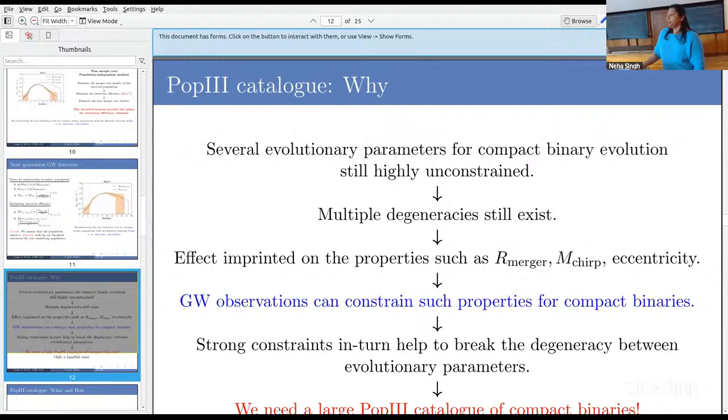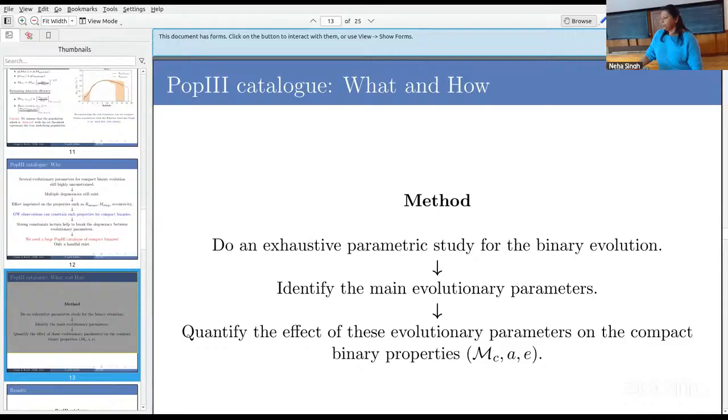But to do this, you need to have a large bank of populations so that you can go in and identify which one is the correct one. So this led us to the need for a large catalog of POP3 binaries. There are multiple models which exist, but not so many. So the idea that we have is to do an exhaustive parametric study of binary evolution. We identify which of the evolutionary parameters are the most important ones which affect the parameters of the binary, and then quantify how much they affect them.